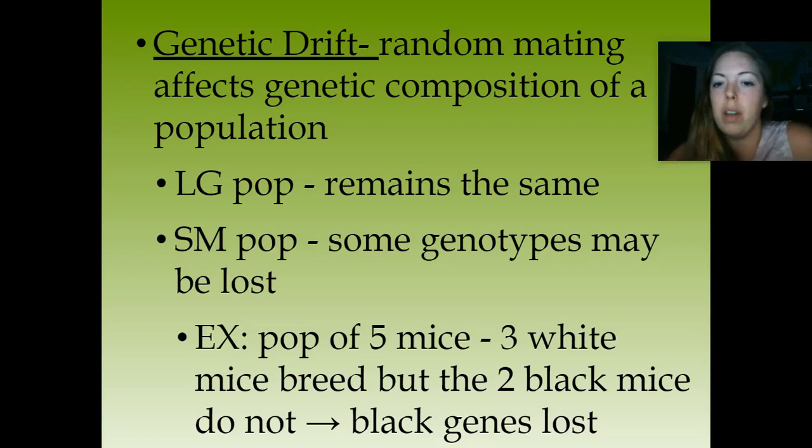Imagine you have a small population of about 5 animals. 2 individuals in that small population carry genes that produce black hair, and 3 individuals carry genes that produce white hair. If by chance the individuals carrying the genes for black hair fail to find a mate, those genes will not be passed on.